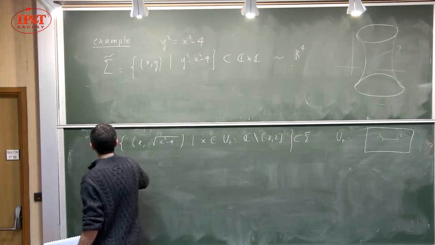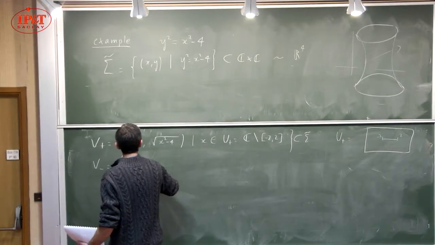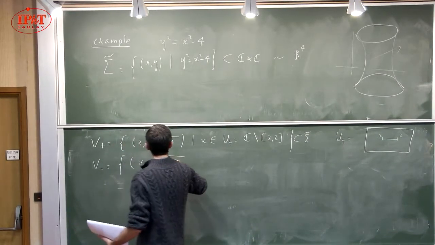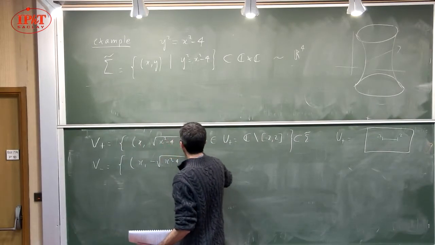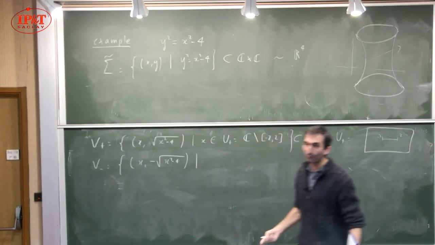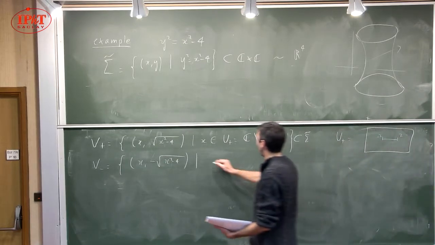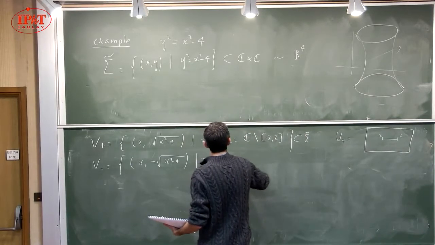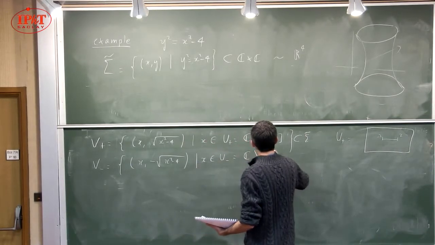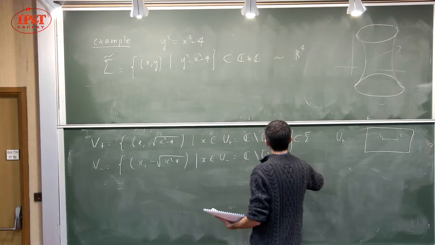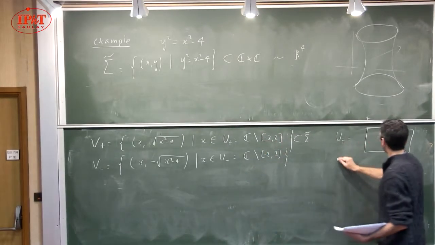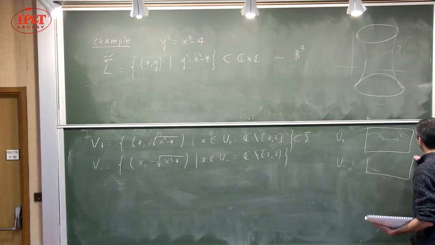V minus will be x, minus square root of x squared minus 4. By definition here, the square root is the square root that sends positive numbers to positive numbers, and that has the cut on the negative real axis. My square root is the standard square root. X belongs to U minus, which is again the same thing.